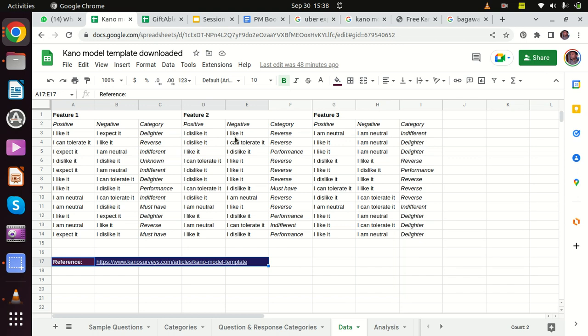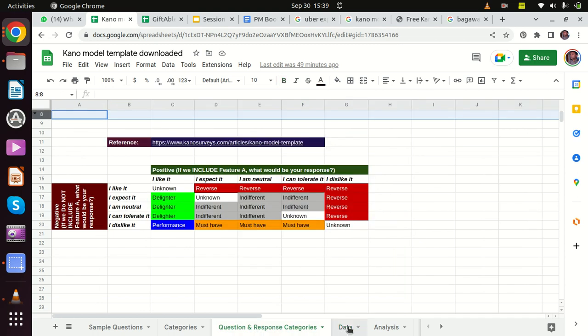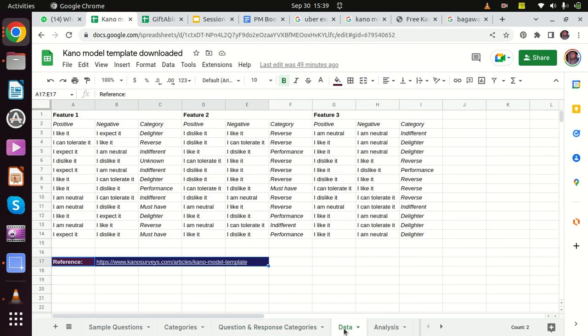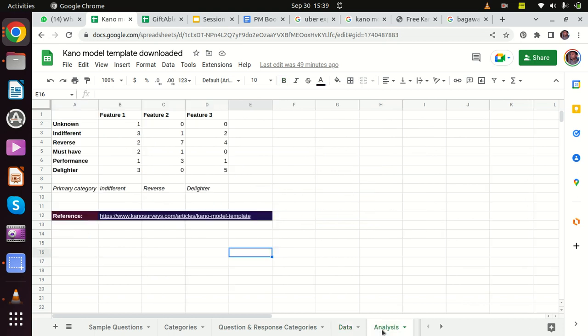So let's say you have feature 1, feature 2, feature 3, feature 4, 5, etc. Put the 4, 5, etc. as additional columns on the right. For each feature, you need to have 3 columns: the positive, the negative, and the category. And you are using this mapping table, which I explained in all these videos, in order to arrive at the classification. And once the classification is done, you do a tabulation. You basically find out how many clients have said a particular feature is a delighter.